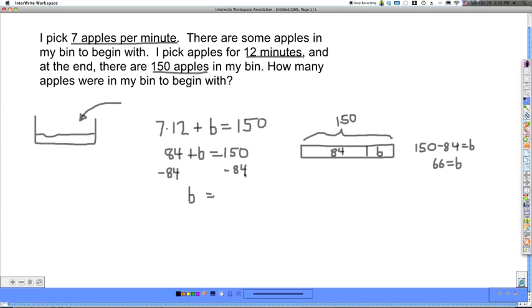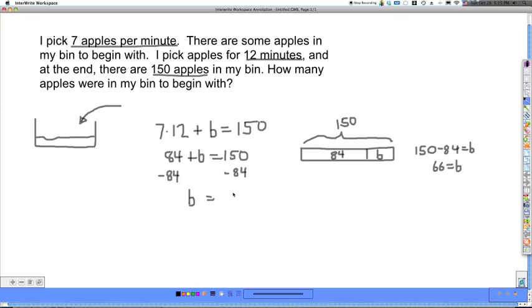If I actually, right over here, take 84 away from 150, I see that that's going to give me the answer. And this may look a little bit strange, but an algebraic equation has 2 amounts. There's this amount and there's this amount, and they're equal to each other. So when you take something away from one of the amounts, in order for it to still be equal, you have to take the same amount from that other amount. So 84 plus B, if I take the 84 away, what's left? B. And 150 minus 84 gives me 66.